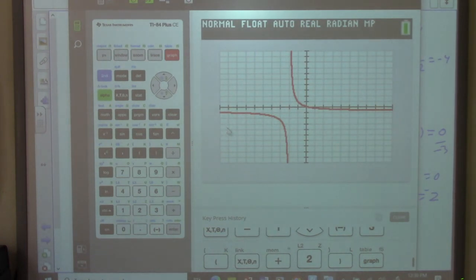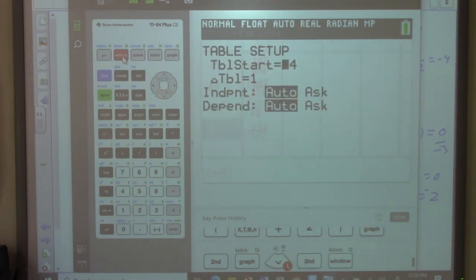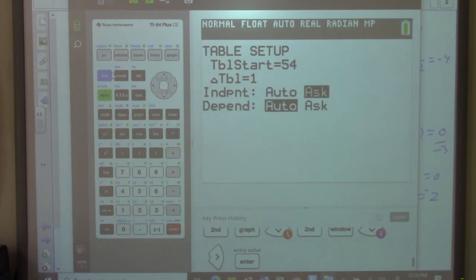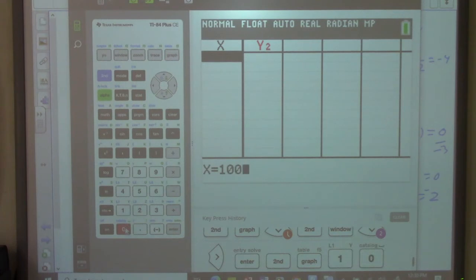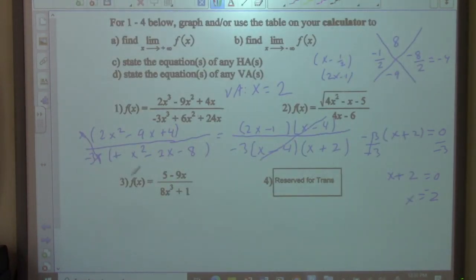And so now the question is, what is the horizontal asymptote looking at this? If we go to table view, did you go to table view and look? The bigger we get, the more we approach. Or we can just put in any number we want. I'm going to put in 1,000,000 here, and we're going to see what we get. So we get negative 0.666. What fraction is that? Negative 2/3. And so therefore we have a horizontal asymptote at y equals negative 2/3. Okay, that was graphically using the calculator.